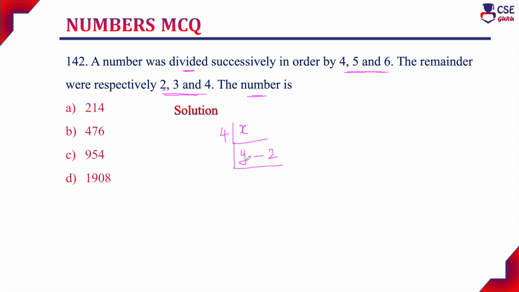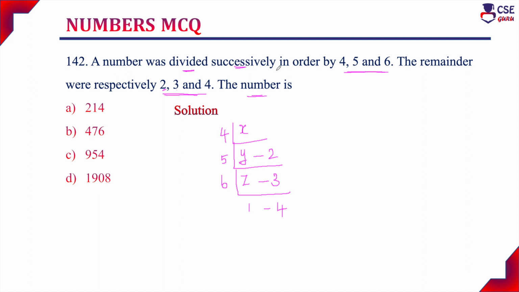Again, this is a successive division. When the y value is divided by 5, we don't know the quotient, so we will consider it as z, and the remainder we will get as 3. Again, when this z value is divided by 6, this is the final division, so always we will get quotient value 1 and the remainder is nothing but 4.